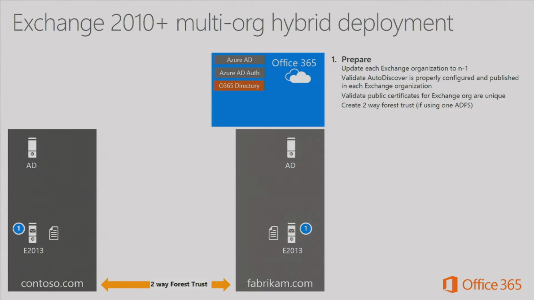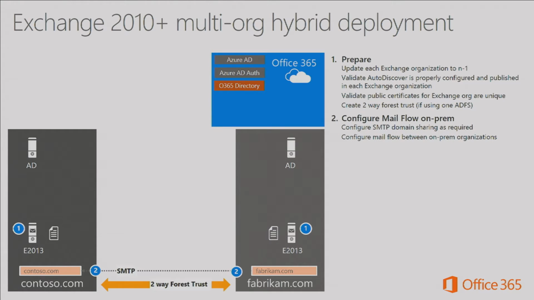And then you make sure that if you have ADFS and you have one instance of ADFS, that you have a trust between your on-premises environments. A two-way trust. The only time you really need that two-way trust is if you're planning on deploying identity federation, one instance of it for both on-premises organizations. Outside of that, you do not need to have the two-way forest trust.